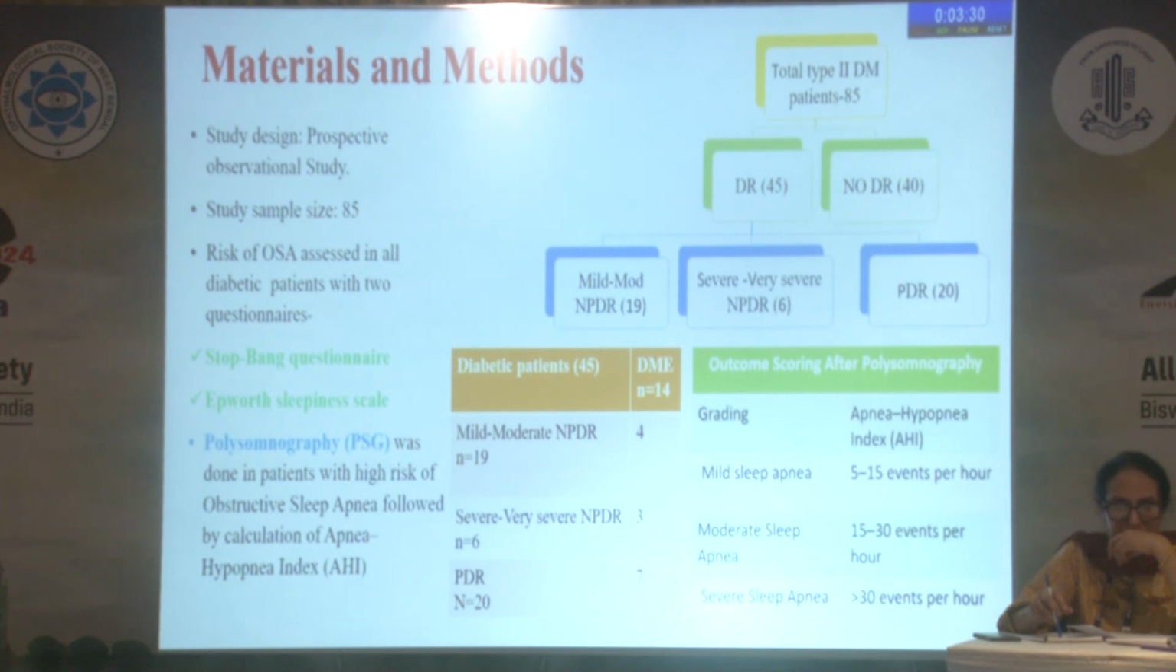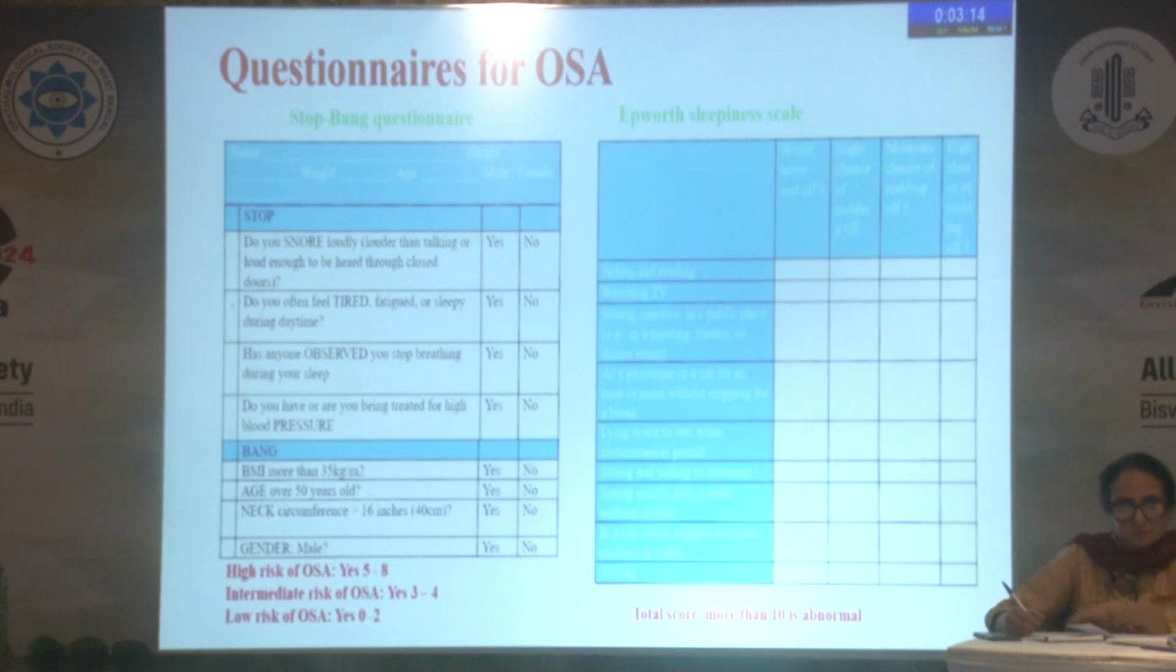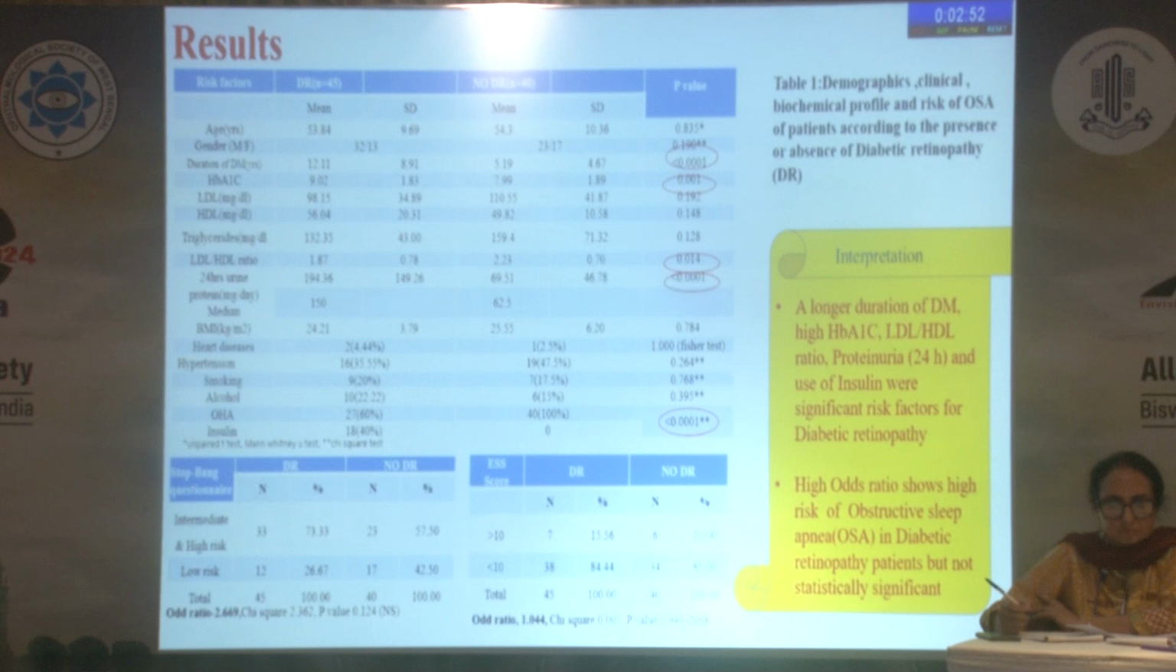Based on AHI, they were classified as mild sleep apnea if the events were 5 to 15 per hour, moderate sleep apnea with 15 to 30 events per hour, and if events were more than 30 per hour, they were labeled as severe sleep apnea. So these are the questionnaires. Due to paucity of time, I'm not going to read out the questions, but it was labeled as high risk if the yes response was 5 to 8, intermediate if it was 3 to 4, and low risk of OSA if the response was 0 to 2, and a total score of more than 10 was taken as abnormal on the Epworth sleepiness scale.